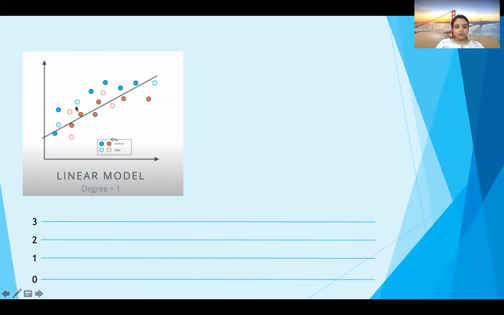Now we will find the training error. We have to find out how many training data points are misclassified. We can see these two red points are misclassified in the blue region, and this blue point is misclassified in the red region. So in total, we have the training error as 3.